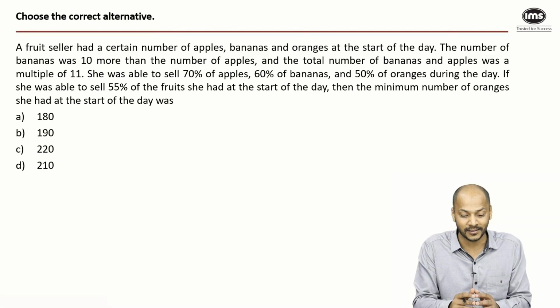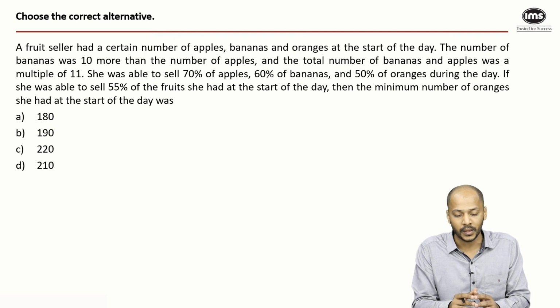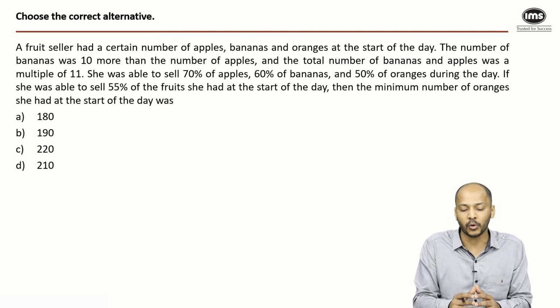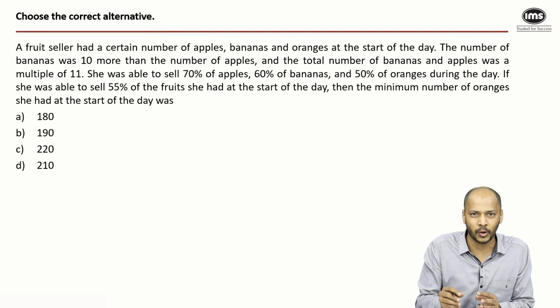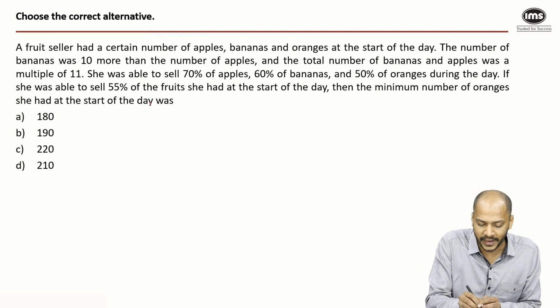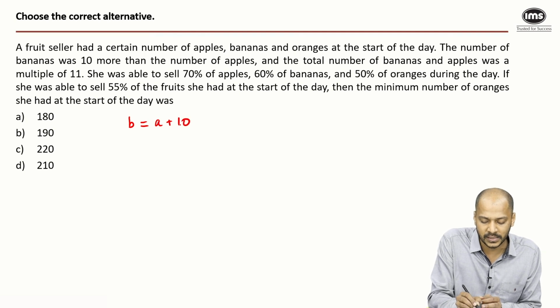A fruit seller had a certain number of apples, bananas and oranges at the start of the day. The number of bananas was 10 more than the number of apples. While I'm reading such arithmetic questions, I keep making notes. So I would simply write bananas is 10 more than apples. So bananas is A plus 10.